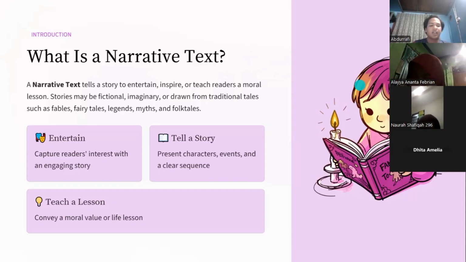There are three main purposes of a narrative text. First, to entertain the readers with an interesting story. The second, to tell a story using a clear sequence of events. Third, to teach a moral lesson that readers can apply in their daily life.